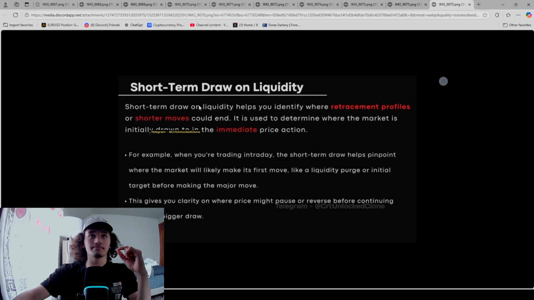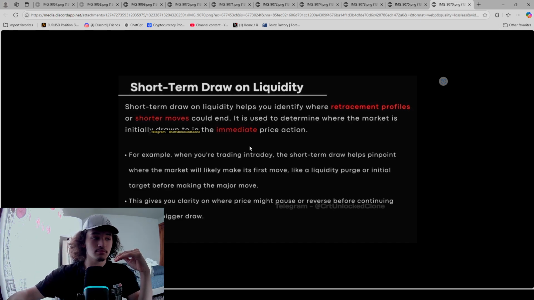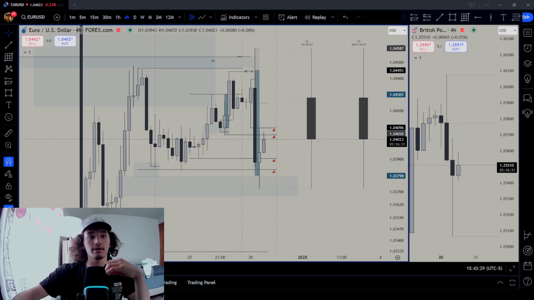Short-term drawn liquidity helps you identify where retracements or shorter moves could end. It is used to determine where the market is initially drawn to, the immediate target, and we've already covered this, but to give you another thought process on it. Now let's go to the market live data and teach you guys about this.